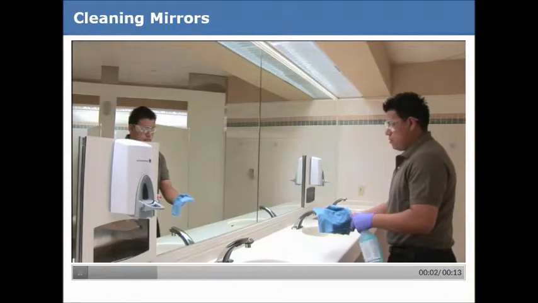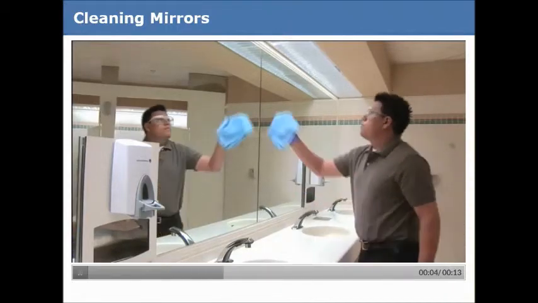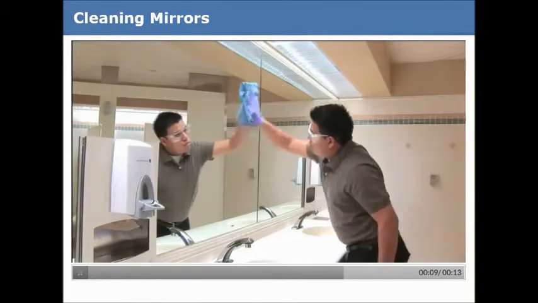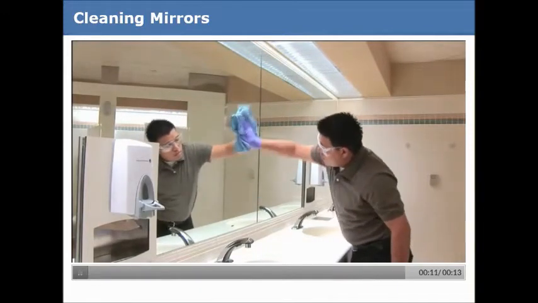Before cleaning a mirror, spray glass cleaner on a cloth. Then wipe the mirror from high to low. Scrub to remove tough spots. Wipe the mirror dry to prevent spotting.